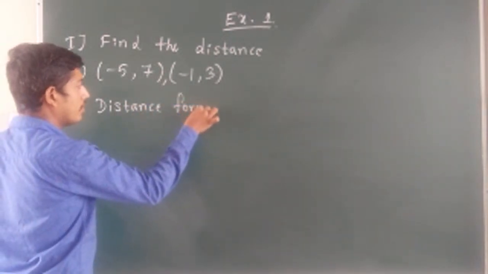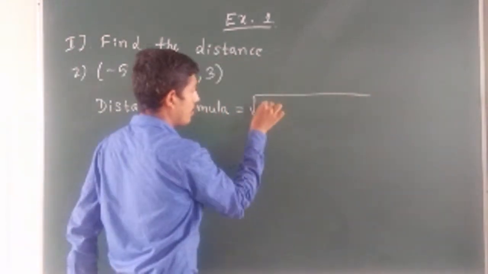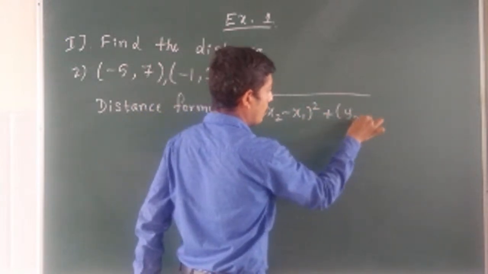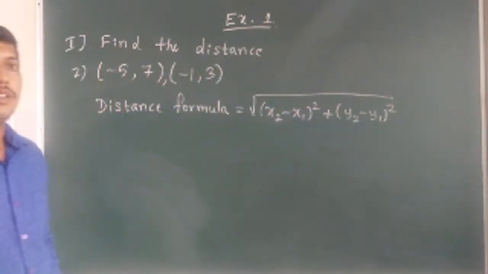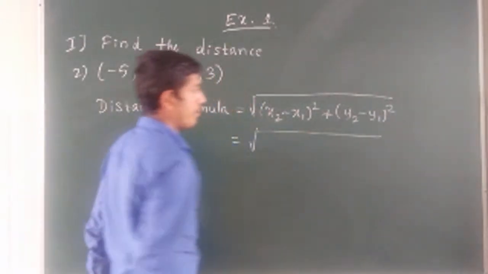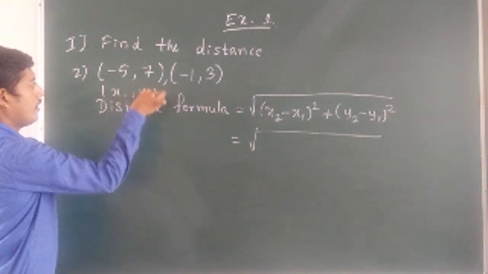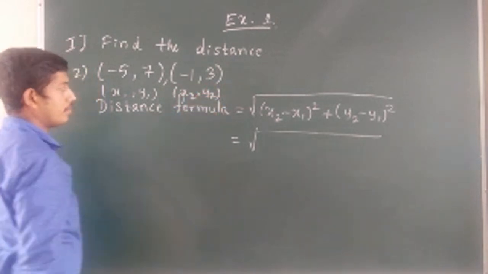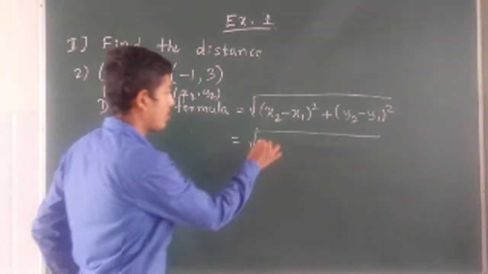Distance formula equals square root of x2 minus x1 whole square plus y2 minus y1 whole square. Now we have to substitute the values. Square root. So we will name this point as x1 comma y1 and the second point as x2 comma y2. Now we will substitute. x2 means it is minus 1.